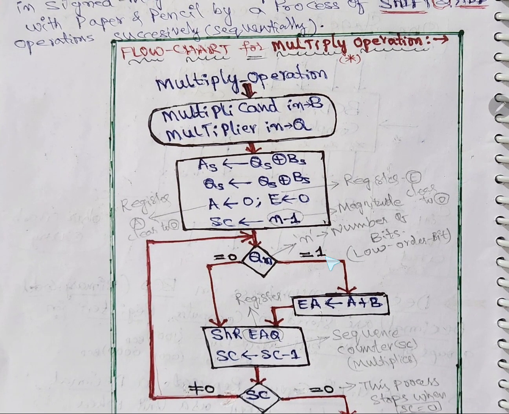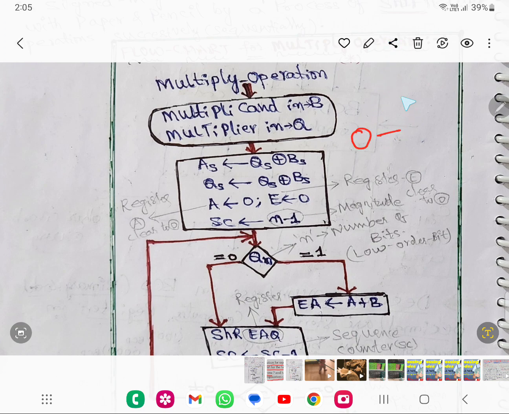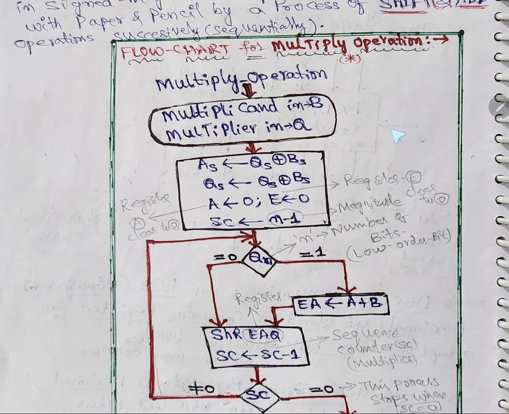Now SC means sequence counter. See here, I wrote sequence counter here. Initially, that is n minus 1, because the first value will be the sign value, and the remaining values will be magnitude values. So excluding the sign value, the remaining values will be taken as n minus 1. For example, plus means 0, here 0. Then very simple, the remaining magnitude value means n minus 1 bit values.